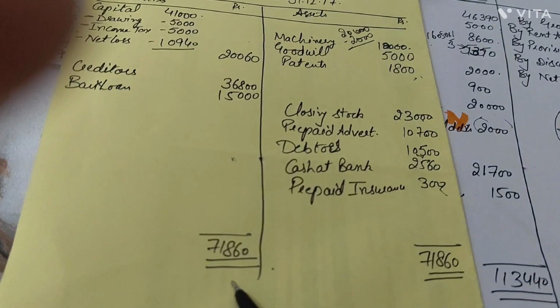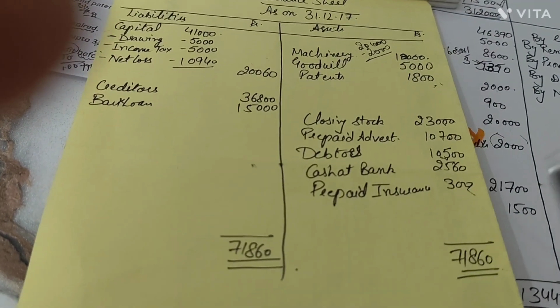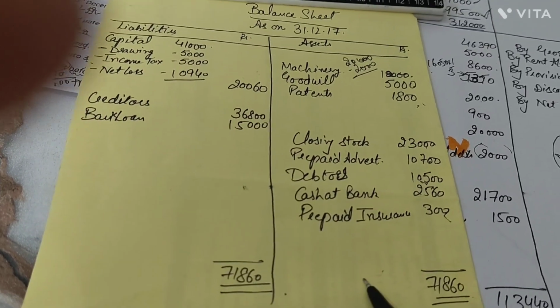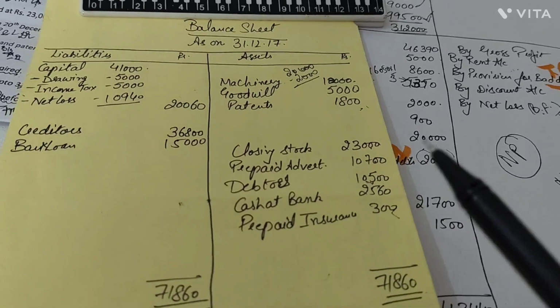When we totaled up, the asset side total was matching the liability side total. That means our question is correct, our balance sheet is also telling us so. I'll be coming up with more points on your commissions in the next videos.